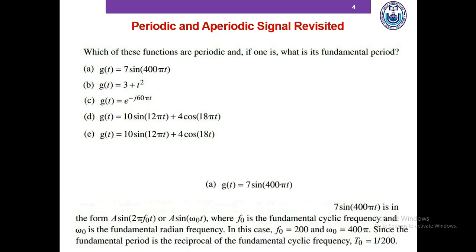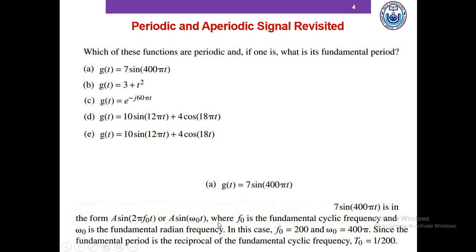Okay, for problem number A, we see that it's a sinusoidal function. Now we're going to discuss sinusoidal functions in the next lecture, but we already know that the general format of a sinusoidal function is something like this: a sine 2 pi f naught t, or a sine omega naught t, where f naught is the fundamental cyclic frequency or linear frequency or general frequency, and omega naught here is the angular frequency.